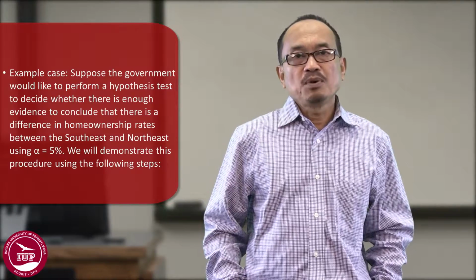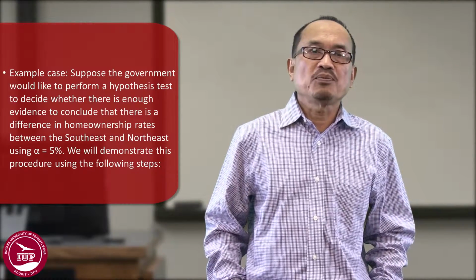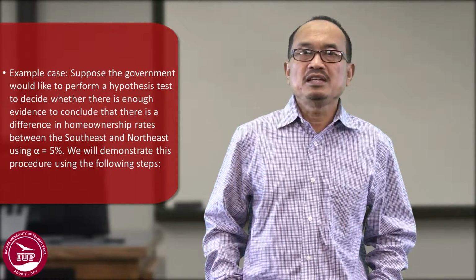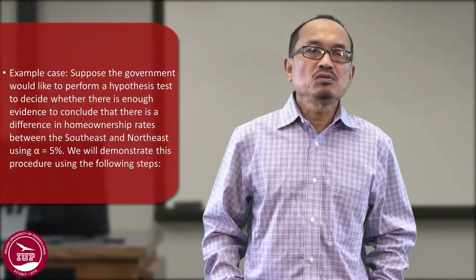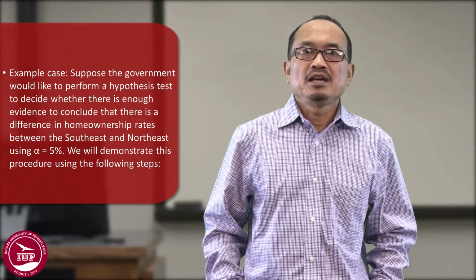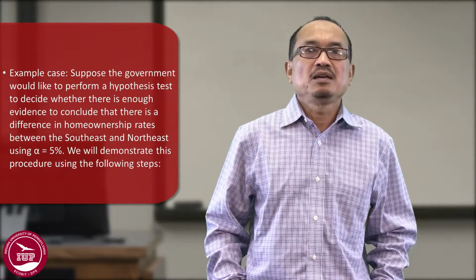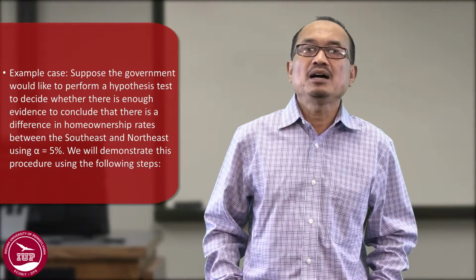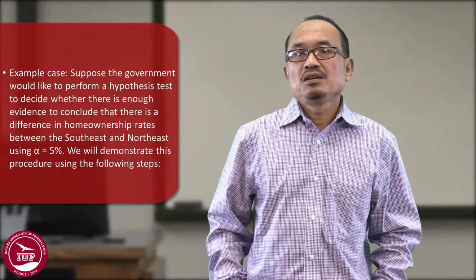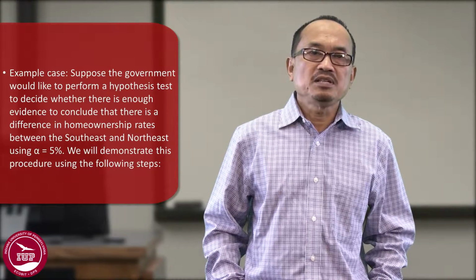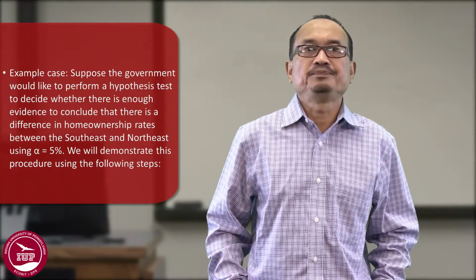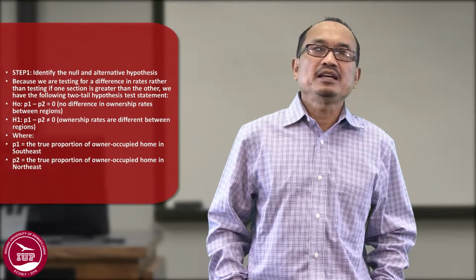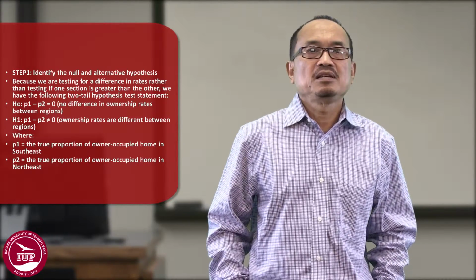Example case: suppose the government would like to perform a hypothesis test to decide whether there is enough evidence to conclude that there is a difference in home ownership rate between the Southeast and Northeast using an alpha equal to 5%. We will demonstrate this procedure using the following steps. Step 1. Identify the null and alternative hypotheses.